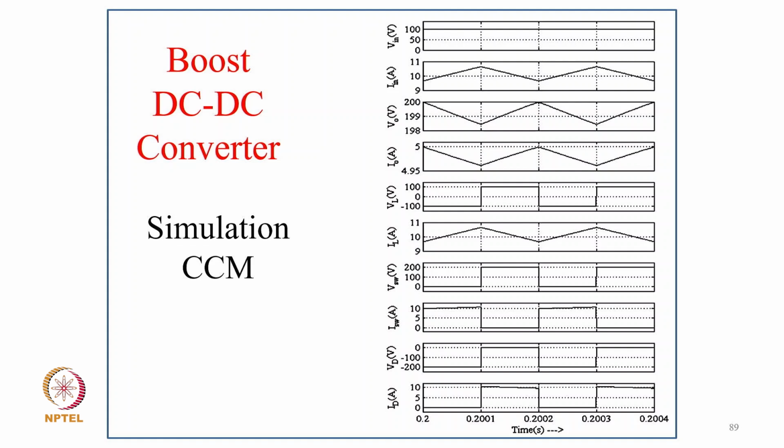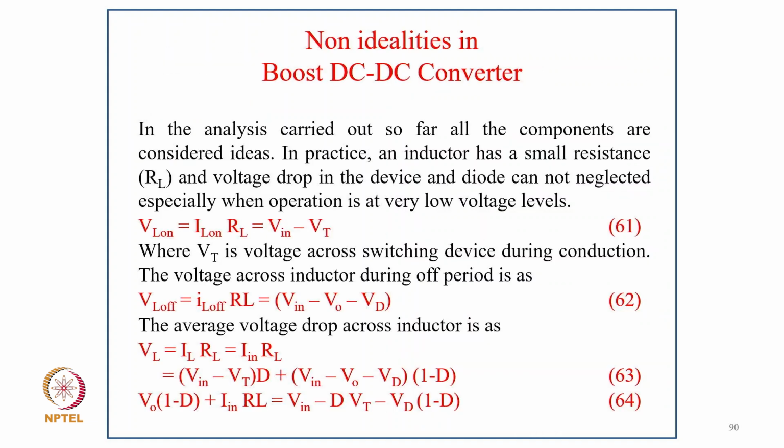These are the typical waveforms of a boost converter in CCM, with the input voltage, input current, and output voltage, output current, with the inductor voltage, inductor current, then the switch voltage, switch current, diode voltage, diode current.